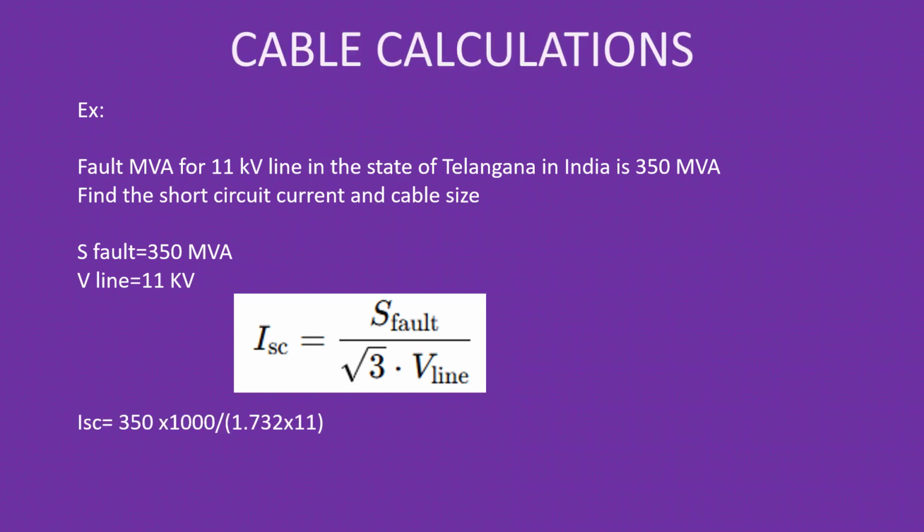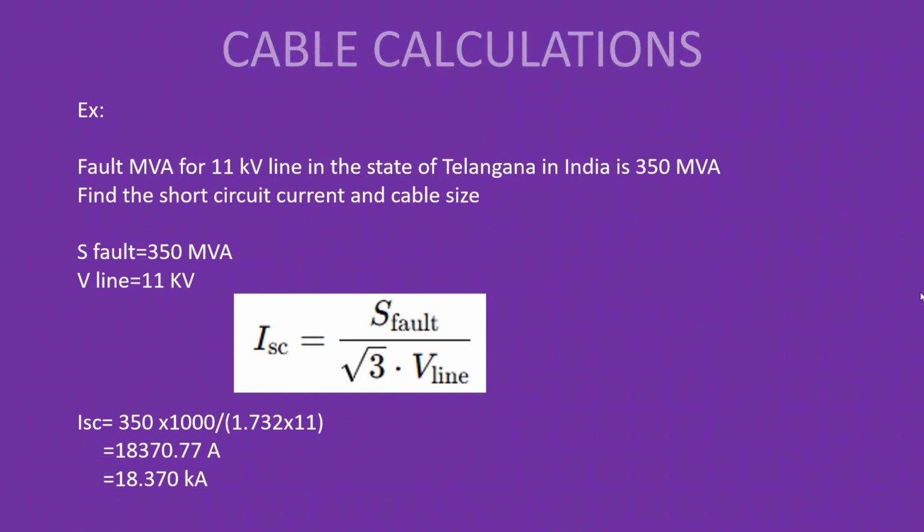If you substitute values in this equation, the fault MVA equal to 350. We are converting into kVA. 350 into 1000 divided by, what is root 3? Root 3 is 1.732 into 11. What is the value of this? The value of this is 18370.77 ampere.